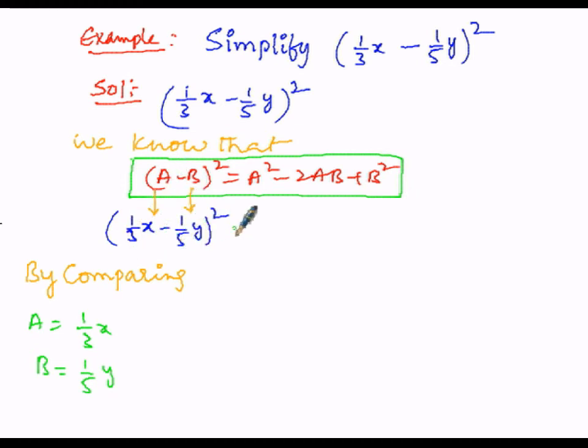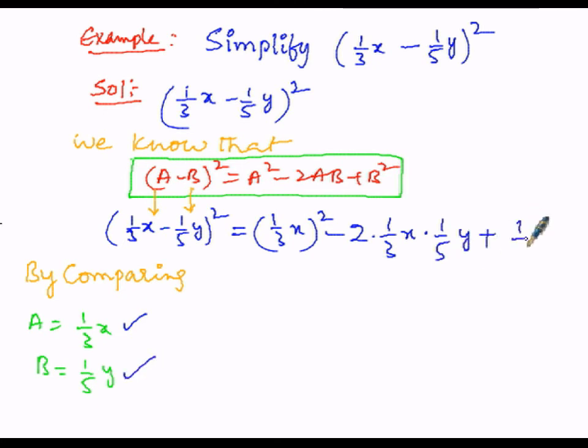Then that is equals to A square. So A is 1 by 3x whole square minus 2 into A value, again 1 by 3x, into B, which is 1 by 5y, then now plus B square. So B square is 1 by 5y whole square. That is equals to, square is applicable for both numerator and denominator, 1 square is 1, 3 square is 9, square is applicable for x also, that is x square, minus 2, 1 into 1 is 1, 2 into 1 is 2, overall divided by 5 3s are 15, then x into y is xy.